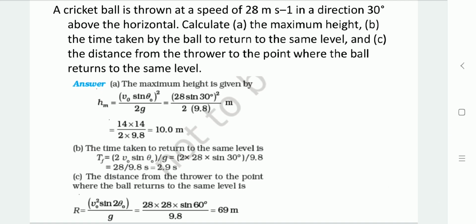Now the time taken to return to the same level, that is the time of flight, Tf equals twice Tm, that is twice v0 sin theta0 by g. Again by substituting the initial velocity, theta and g values and solving the equation, we get the time required as 2.9 seconds.